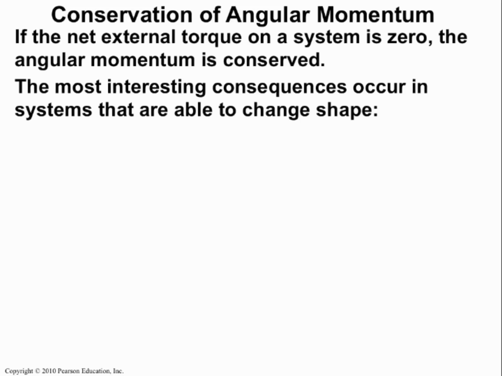Conservation of angular momentum. This is actually really neat. All right, so if the net external torque on a system is 0, the angular momentum is conserved. This is analogous to what we learned about the conservation of linear momentum, where if the net external force on a system is 0, the linear momentum is conserved. All right, so that's chapter 7 stuff. The most interesting consequences occur in systems that are able to change shape.